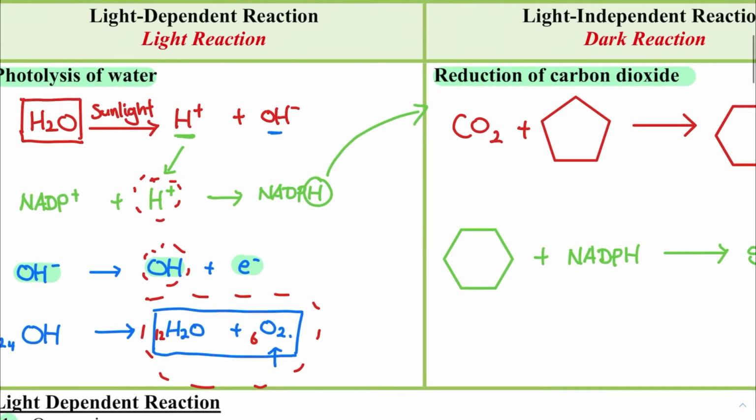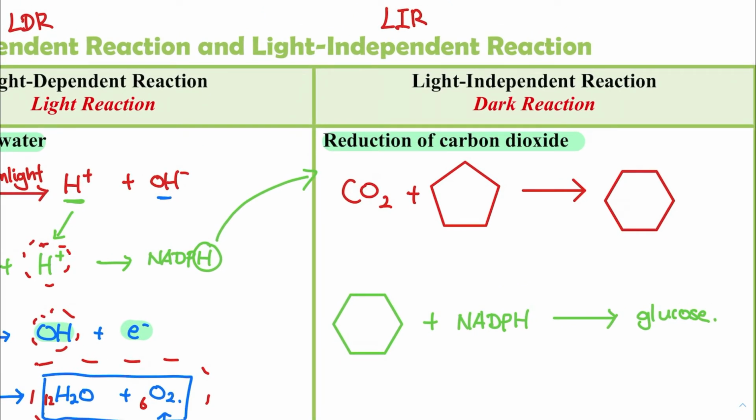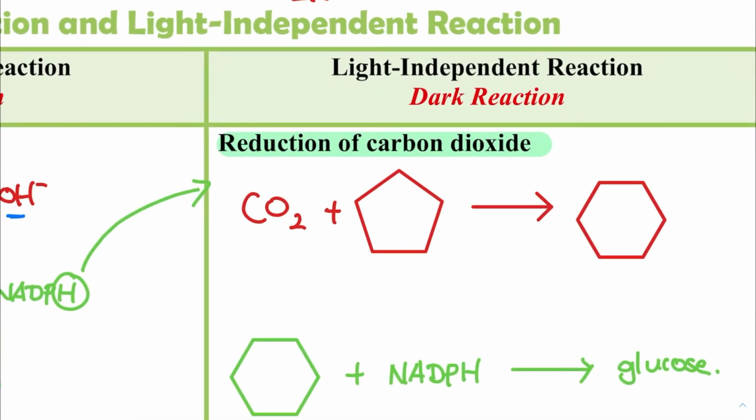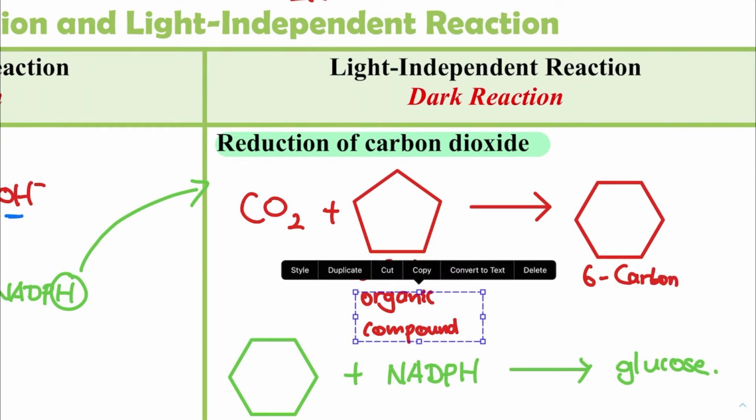Now moving on to the LIR, the light independent reaction. The process that takes place here is called reduction of carbon dioxide, whereby this carbon dioxide is going to react with something called a 5-carbon organic compound. When carbon dioxide reacts with this, it will produce something called a 6-carbon organic compound.